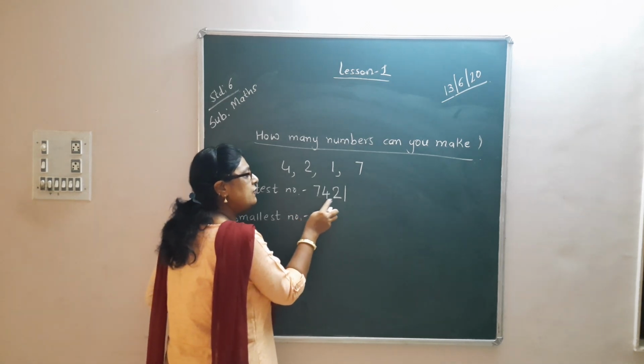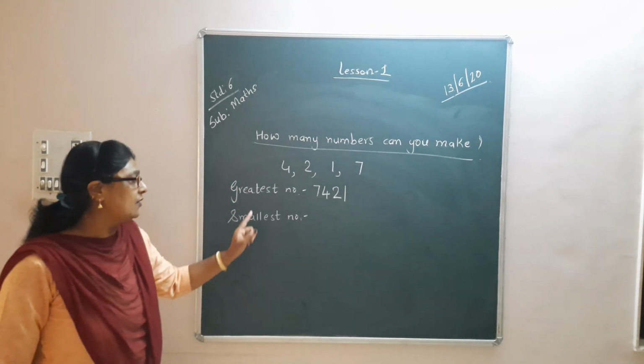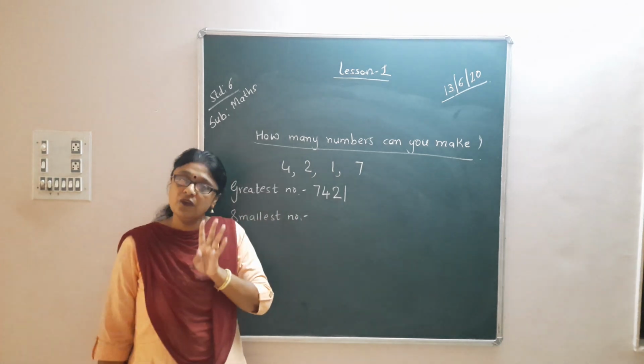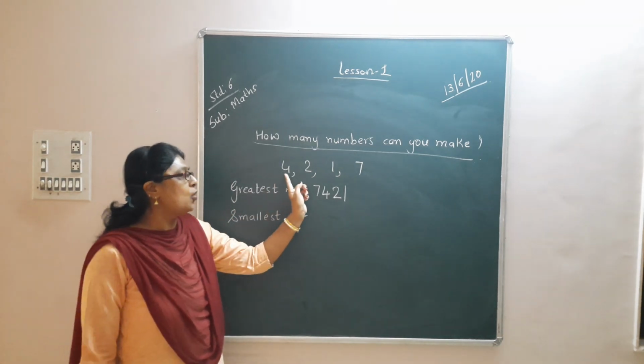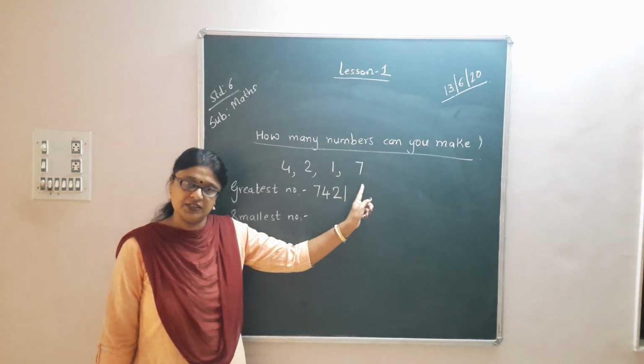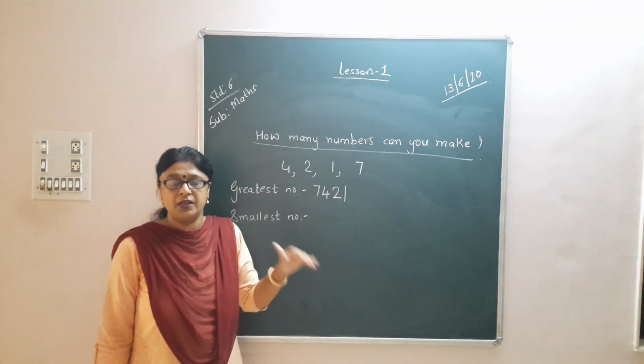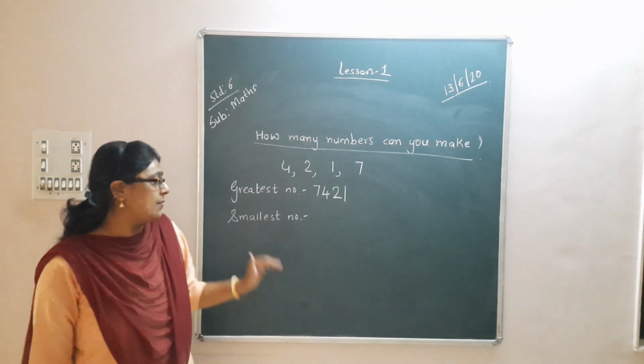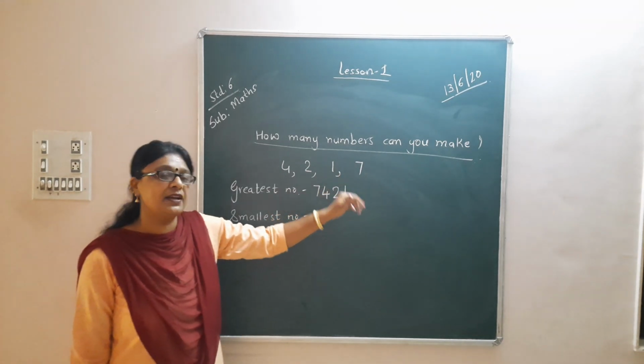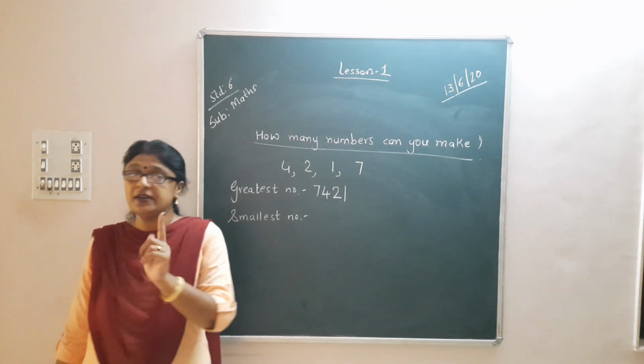So 7421 is the greatest number, greatest 4-digit number which is formed from the given digits. Similarly, if you have to find out the smallest number, you have to arrange the given digits in, can anybody tell me?